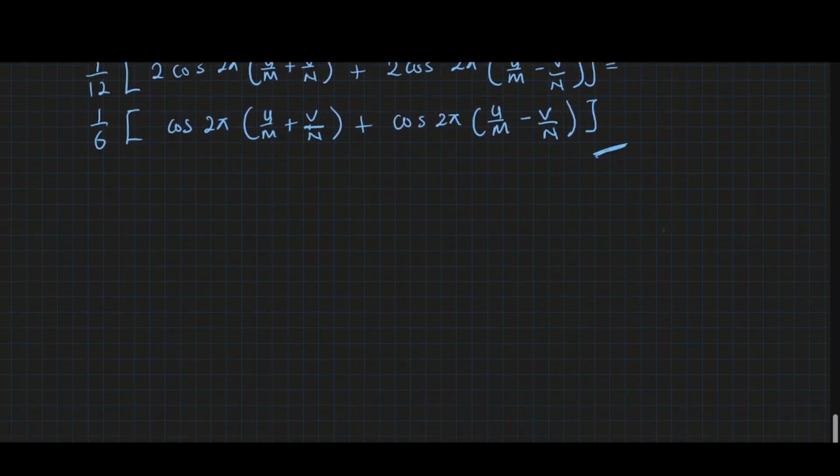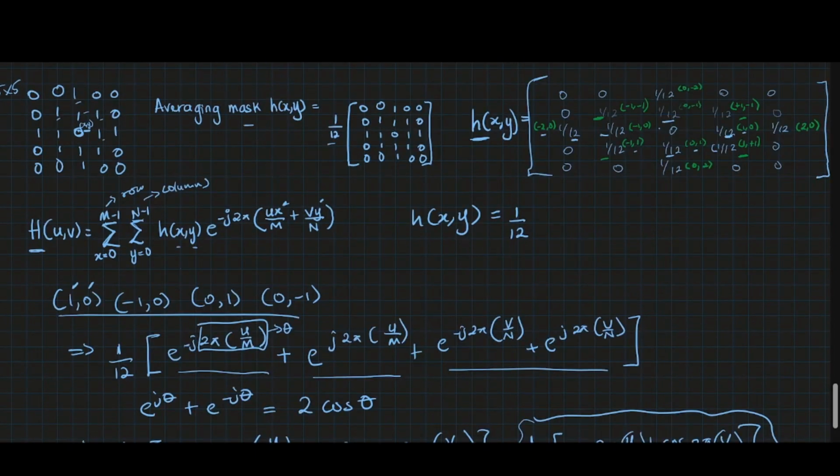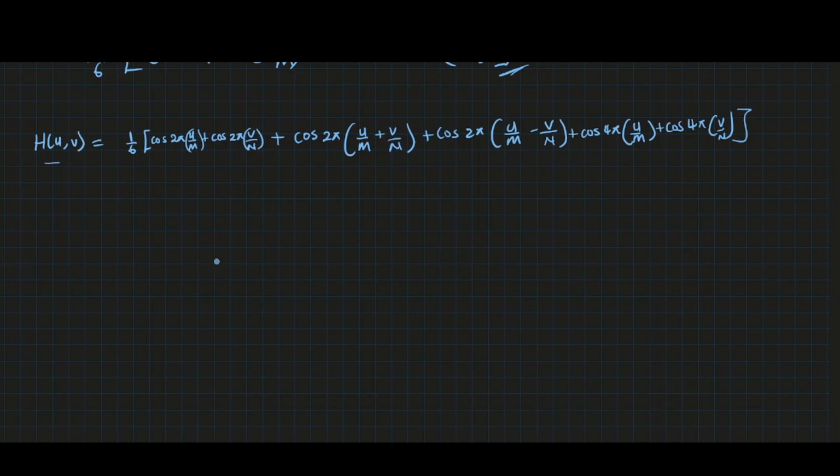Now moving on to the last neighbors. Those are the neighbors at this point: 1, 2, 3, and 4. So their points are 2, 0, minus 2, 0, 0, 2, and 0, minus 2. That will be 1 over 12. So this is going to be the answer. Now the final value for H(u, v) is simply going to be the addition of all of what we got. So when you add everything, this is going to be your final answer.